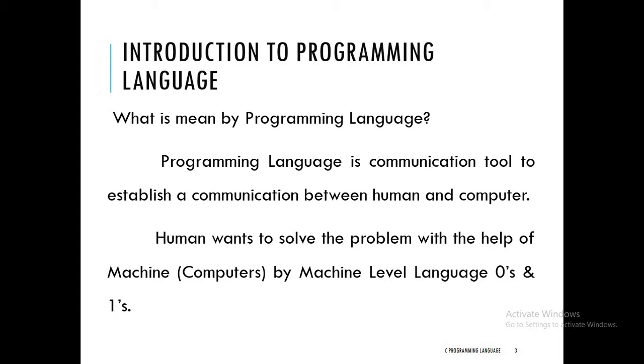Humans know a high level language called English. Like that, the computer knows machine level language, zeros and ones. If we want to communicate with the computer, we have to know a programming language. So programming language is one of the ways to communicate with computers.